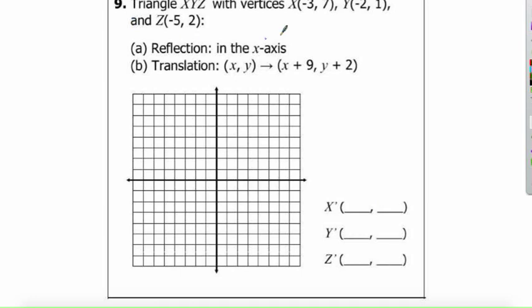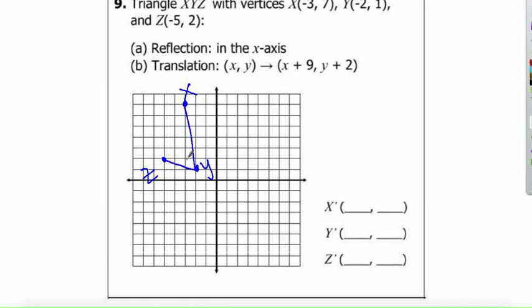So on number 9, first order of business, we've got to plot the original ordered pairs. So I've got x at -3, 7, y at -2, 1, and z at -5, 2. So 1, 2, 3, 4, 5, and there's z. So here is our original triangle.